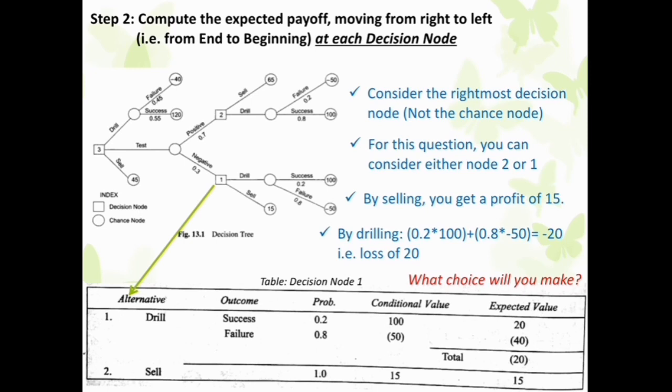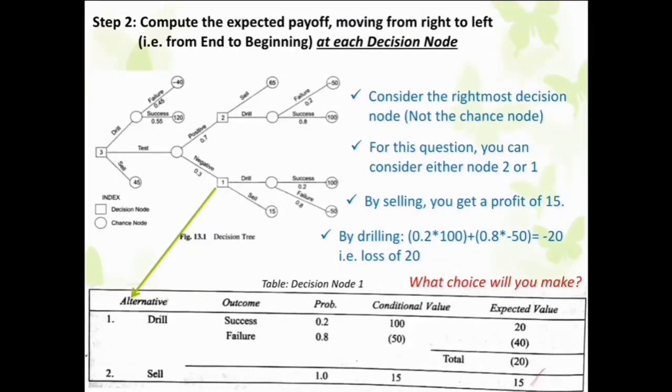In the question, losses are given inside brackets. For the sake of simplicity, I would suggest that you directly put it as a negative value to avoid confusion. So finally you are going to get minus 20, or a loss of 20. If we go forward with the option of selling the land, we are going to get a profit of 15 million, which is the most favorable outcome in this decision node, because drilling gives a loss of 20 million and selling the land gives a favorable payoff of 15 million.